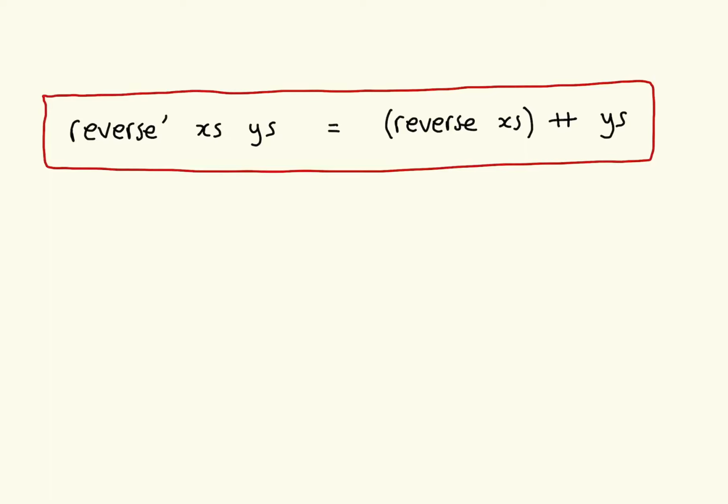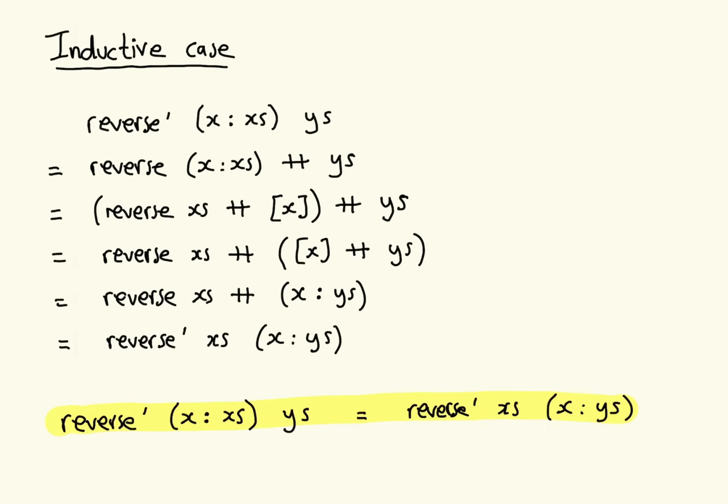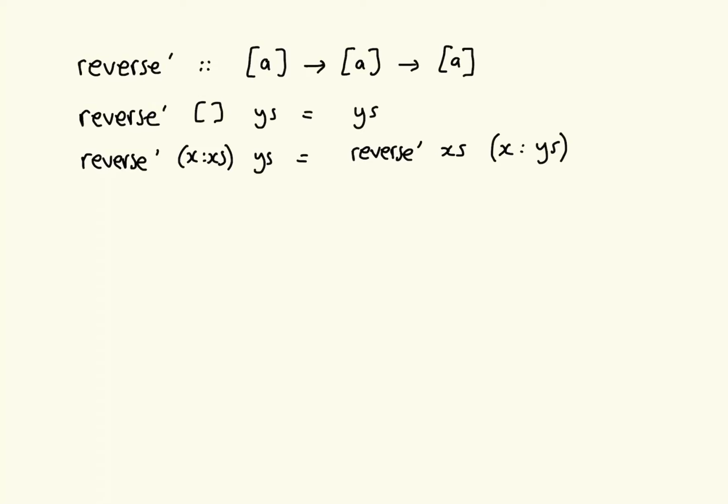So reverse prime x's and y's is guaranteed to reverse x's and then append y's on the end, because we constructed it to satisfy this specification. But the interesting thing is that when you look at the final definition of the reverse prime function, it doesn't use append and it doesn't use reverse. It's just a straightforward recursive definition in terms of itself.